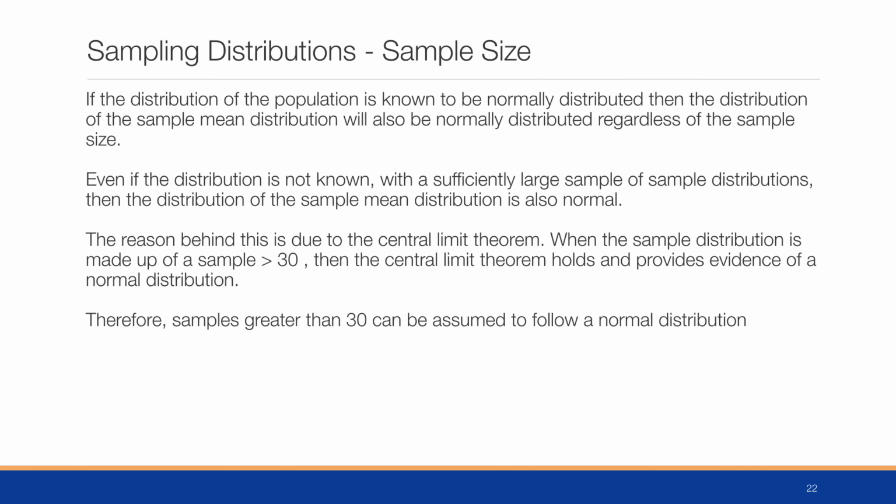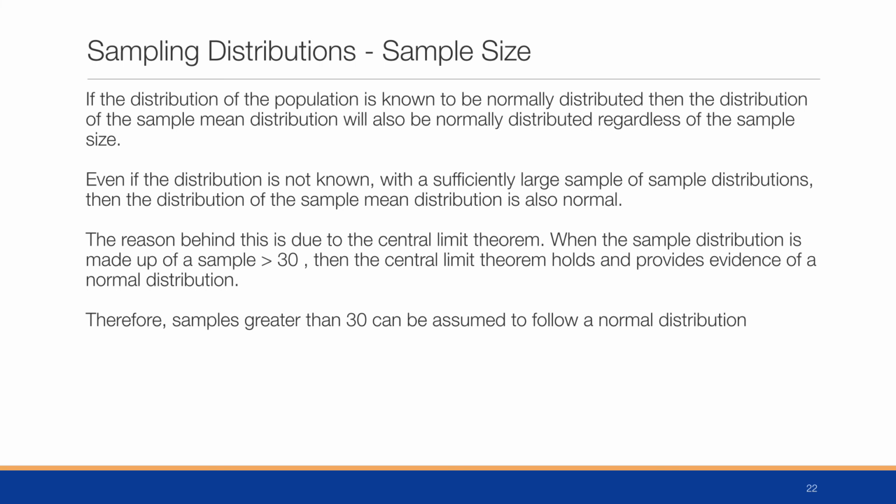If the distribution of the population is known to be normally distributed, then the distribution of the sample mean distribution will also be normally distributed, regardless of the sample size. Even if the distribution is not known, with a sufficiently large sample of sample distributions, the distribution of the sample mean distribution is also normal. So this basically means if you know that the population is normally distributed, then the sample mean distribution is normally distributed. If you don't know what the distribution is, but you have a large number of samples, well, that's also going to be normally distributed.